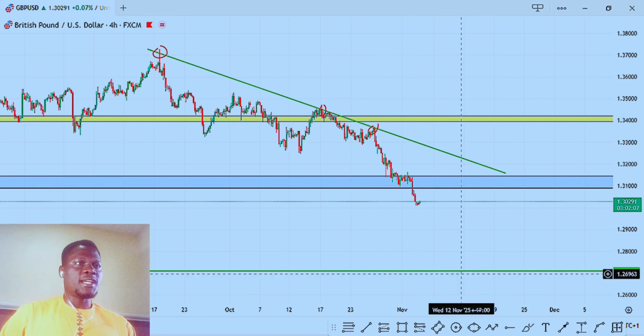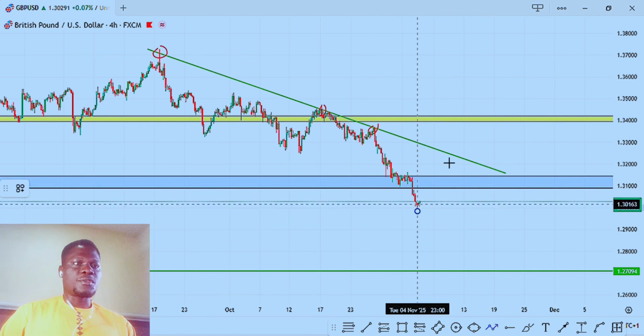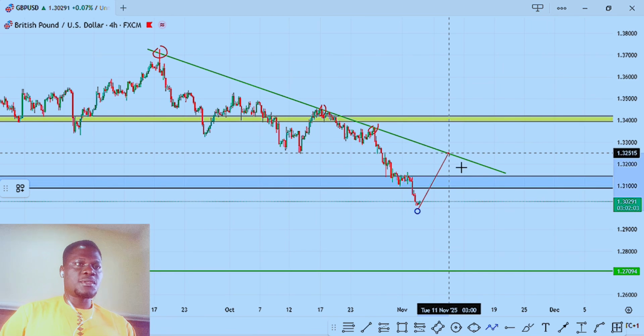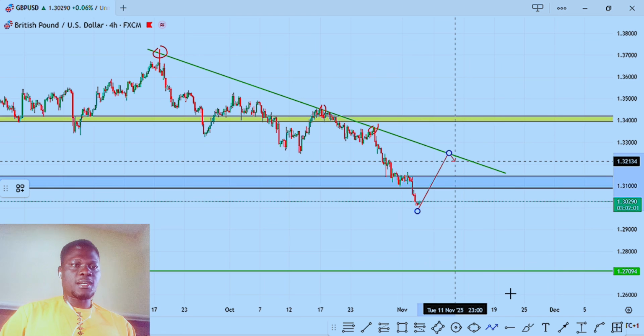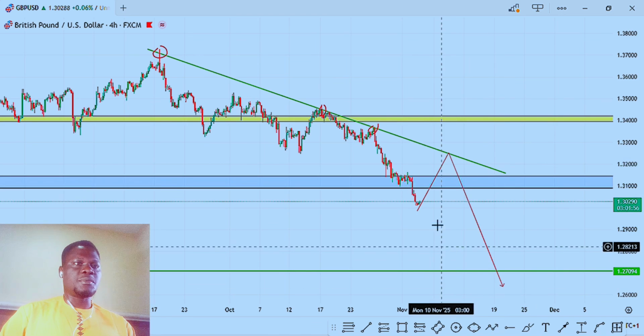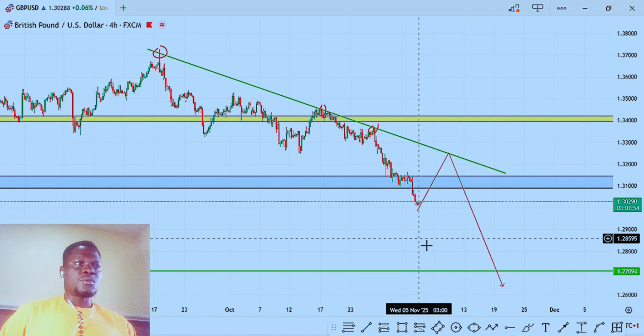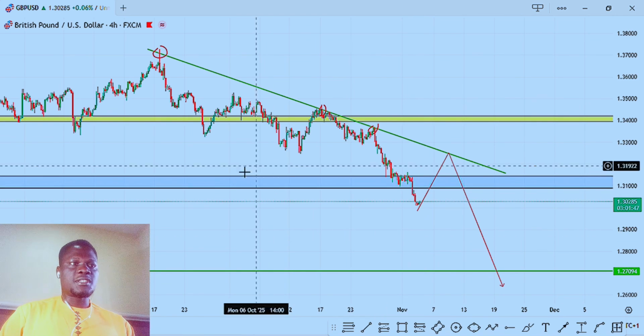If I want to find another entry right now, I'm going to wait for a correction into this level. If we respect this trend line, I'm going to be looking for another entry on GBP. We might see some correction from GBP, and some correction from euro, before they start selling again.